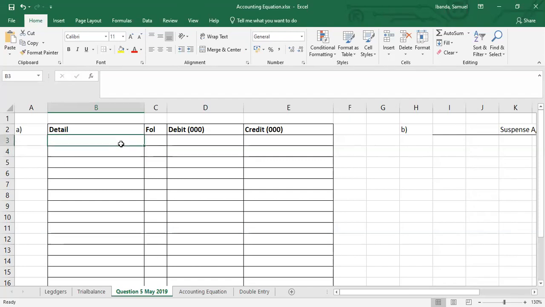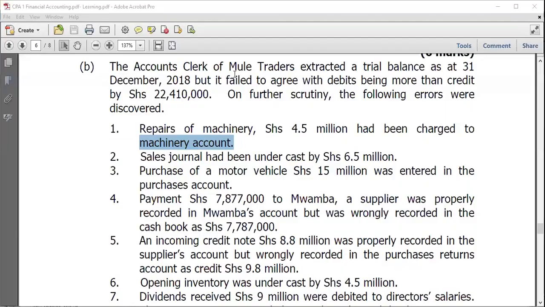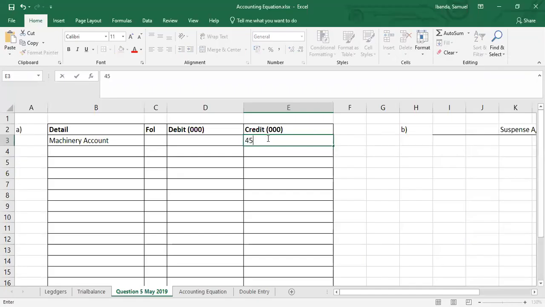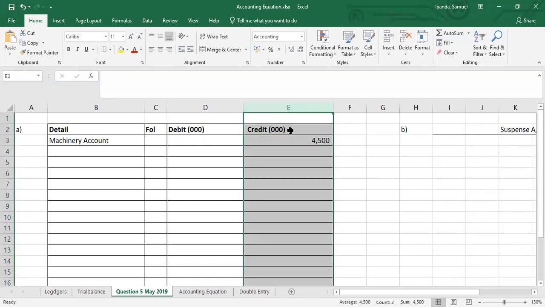You're going to have two accounts. You're going to have a machinery account that you're going to credit by how much? By the value that we have. This is 4.5. I'll call it 4.5, because I've already indicated a degree of precision here of thousands.